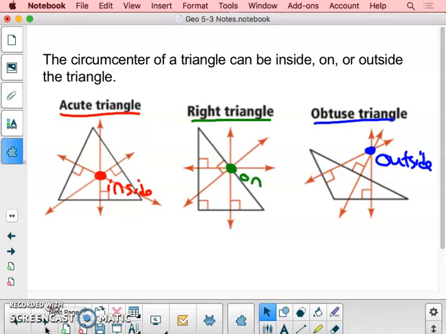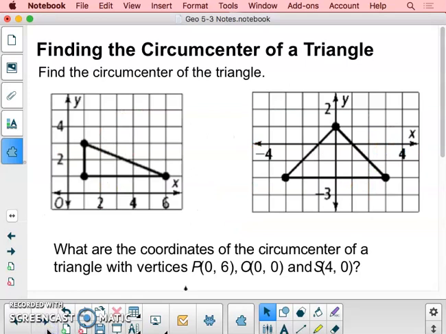Okay? We'll do a couple examples with it of just trying to find it. So what we would need to do is talk about how do you find it on a graph? How do you find that circumcenter on the graph?